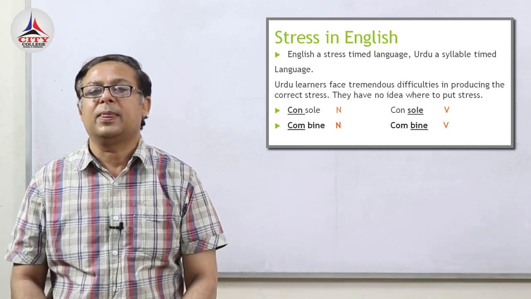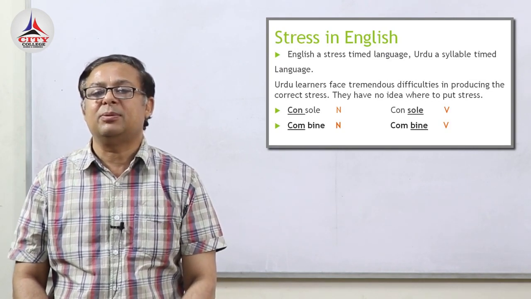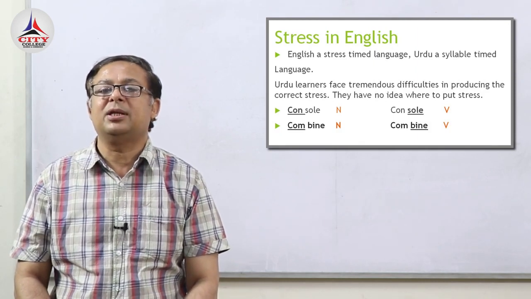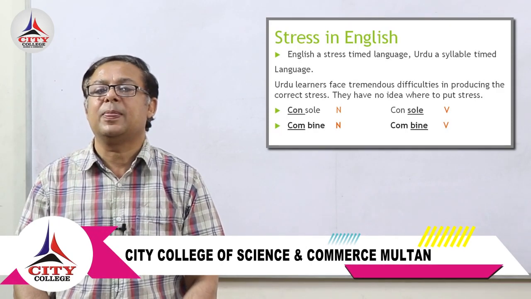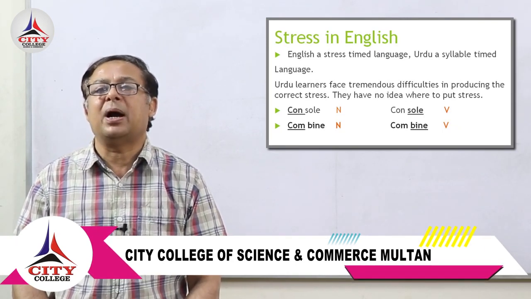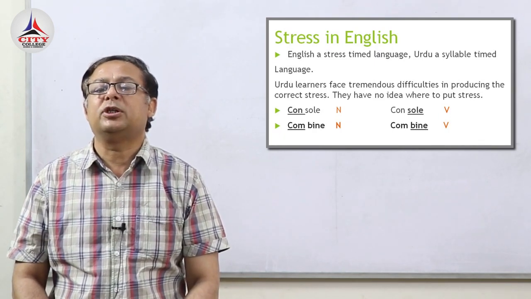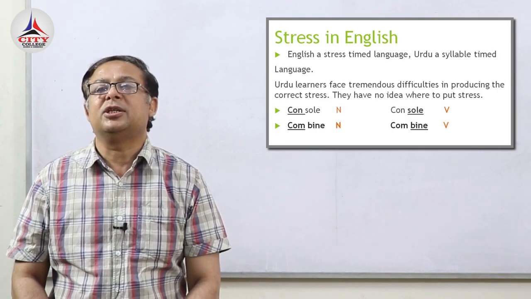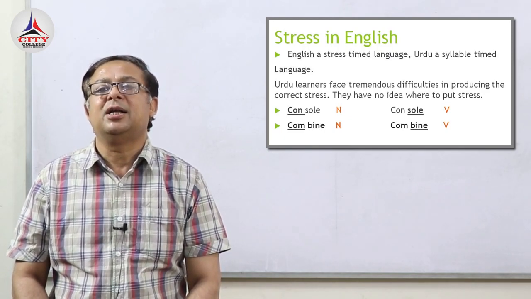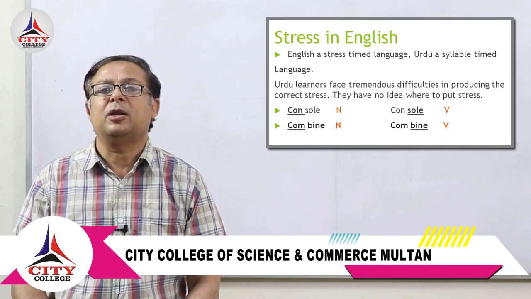For example, CONsole, the first syllable is stressed, and if I say conSOLE, the second syllable is stressed. Similarly, the word is "combine". If the stress is on the first syllable, it will be a noun. If the stress is on the second syllable, the word will be a verb. So, this is an additional cause of difficulty for Pakistani learners of English, because as I discussed earlier, Pakistani learners only have exposure to literary texts where the teacher is most of the time preoccupied in reading and writing in his Desi style. He does not have any idea about correct speech or stress or any of the common features of English. That is why students have lots of difficulties.